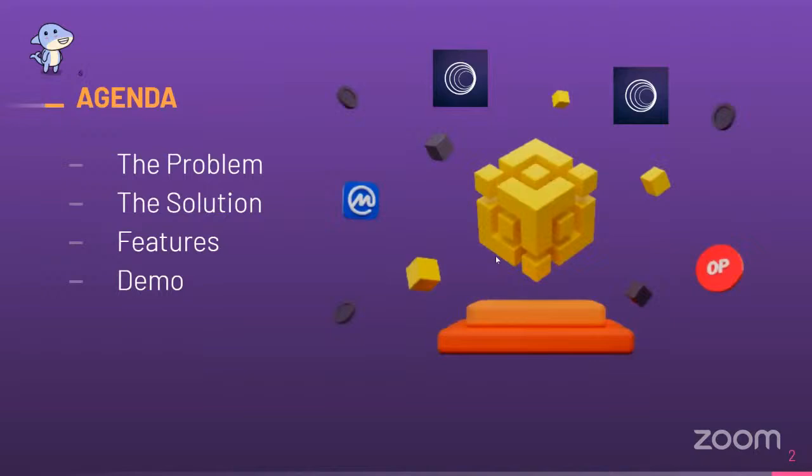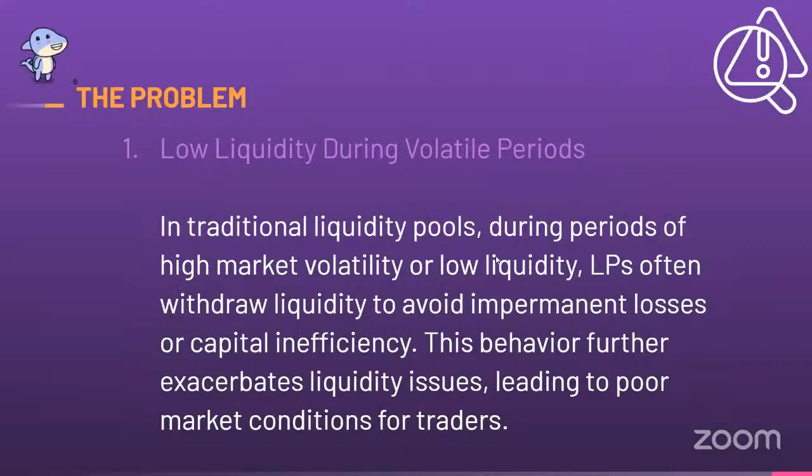This would be the agenda of the presentation: the problem statements. There are three key problem statements, and then the solution, features, and the demo and architecture. The first problem we are aiming to solve is low liquidity during volatile periods. In traditional liquidity pools, during periods of high market volatility or low liquidity, LPs often withdraw liquidity to avoid impermanent losses or capital inefficiency. This behavior further exacerbates liquidity issues, leading to poor market conditions for traders.